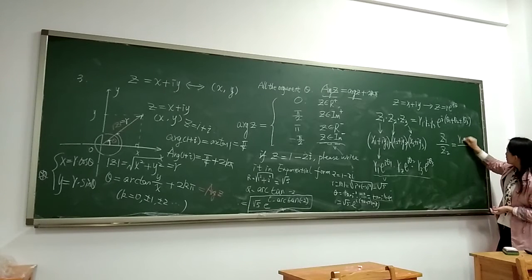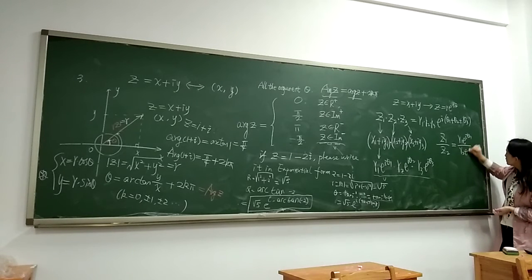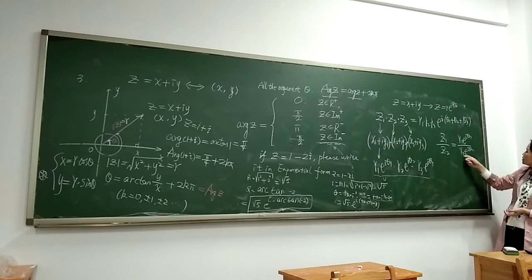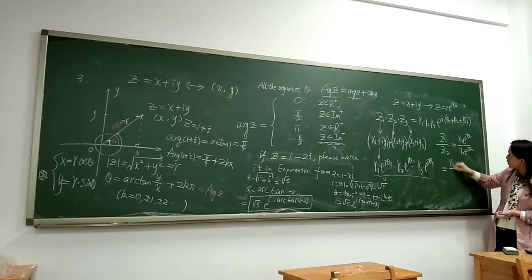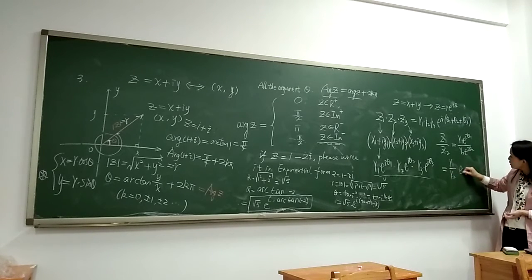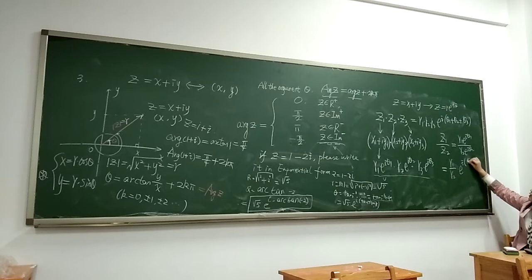For another example, if you want to compute Z1 divided by Z2, if you write in this form, this is very easy. You can write R1 over R2, multiply e^(i(θ1 minus θ2)). Yes or no? So this is also very easy.